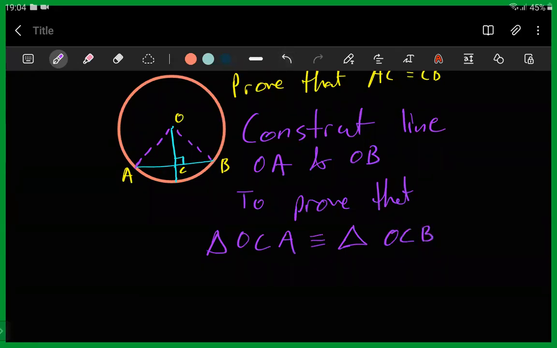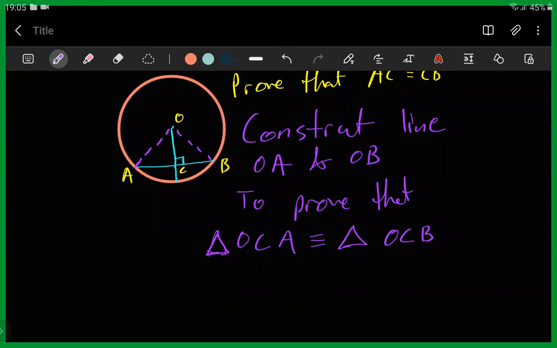OCB. You see? So that's what you want to do. As long as you can prove that these are congruent, you would have proven that AC is equal to CB. You see that? Yeah, because you would have proven that everything of these two triangles are identical. So the sides that match will be the ones equal to each other. The angles that match would be the ones equal to each other.